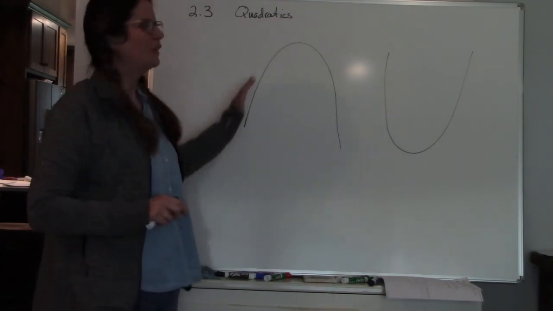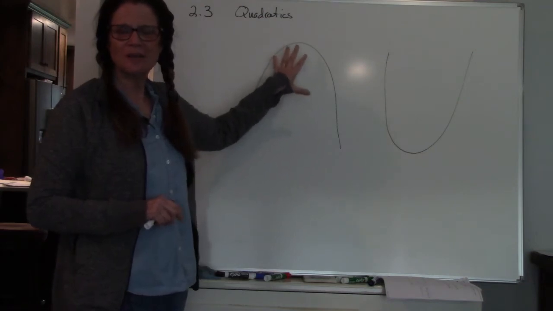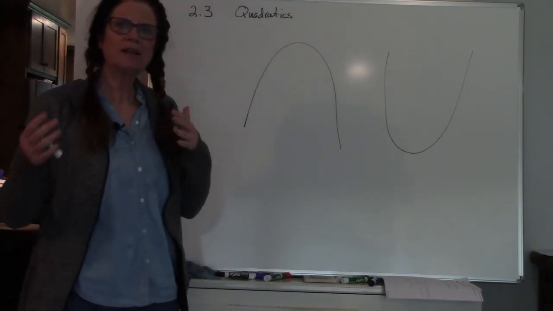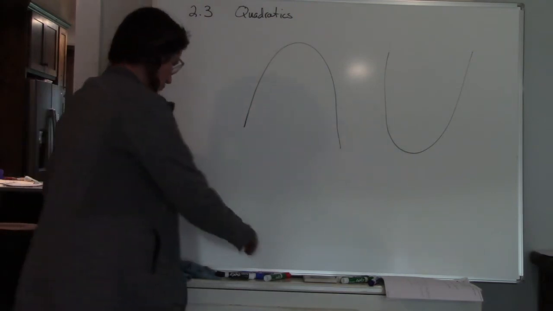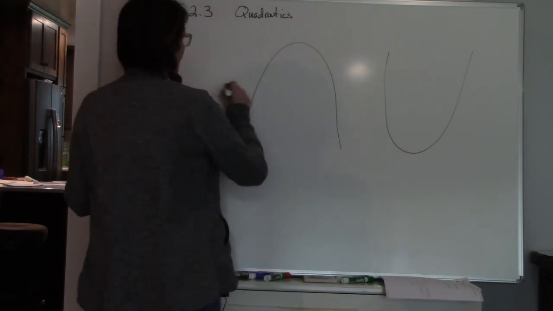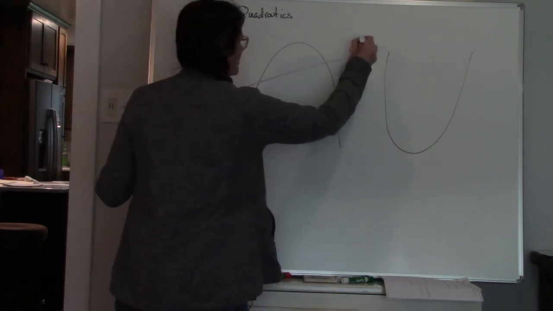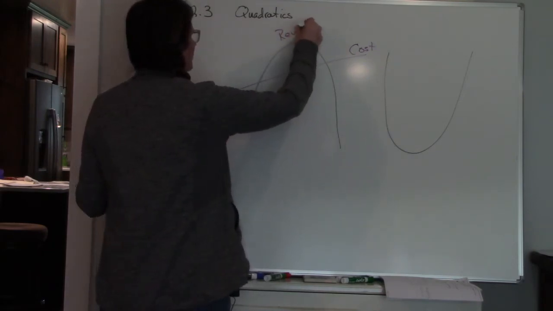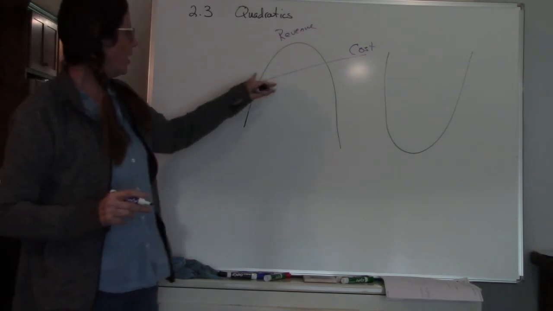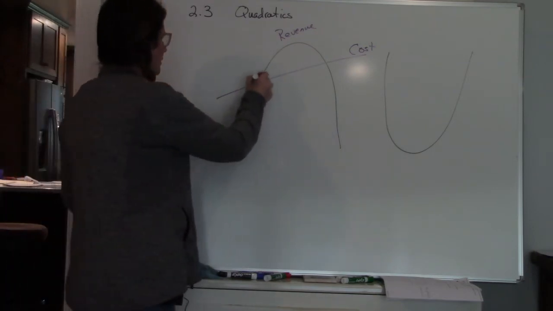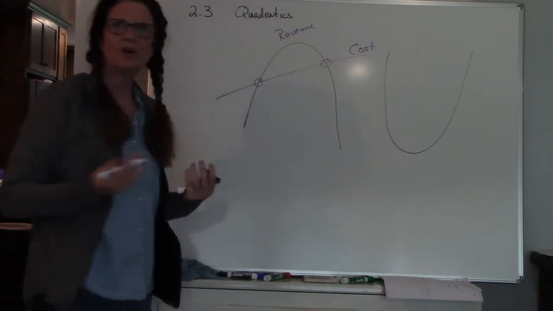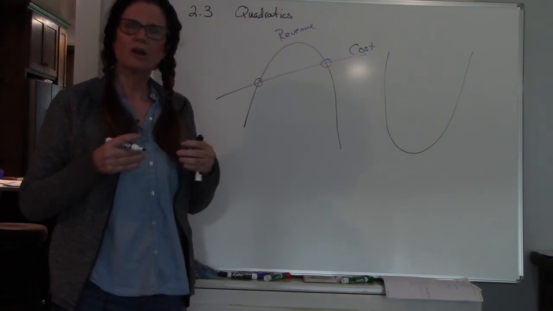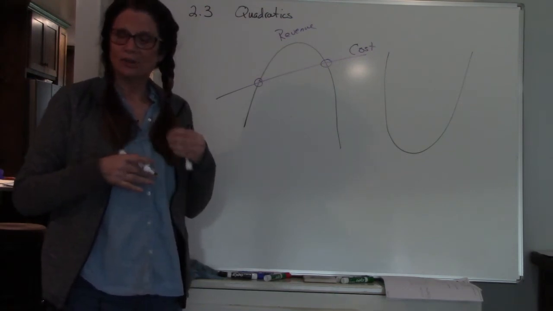So anyway, it goes up and it goes down. This is a good example of profit or revenue. And what's going to happen is we're going to combine a linear equation with a quadratic equation. If I have a linear equation, this would be my cost, and this would be my revenue. You can see when cost and revenue are equal to each other, right there and right there, that's what's called a break-even point.